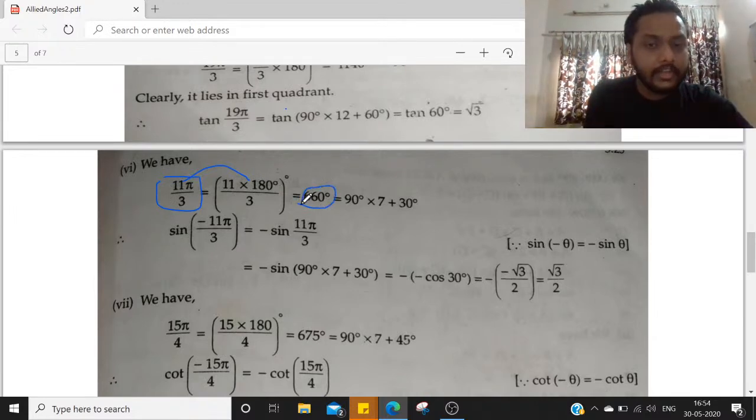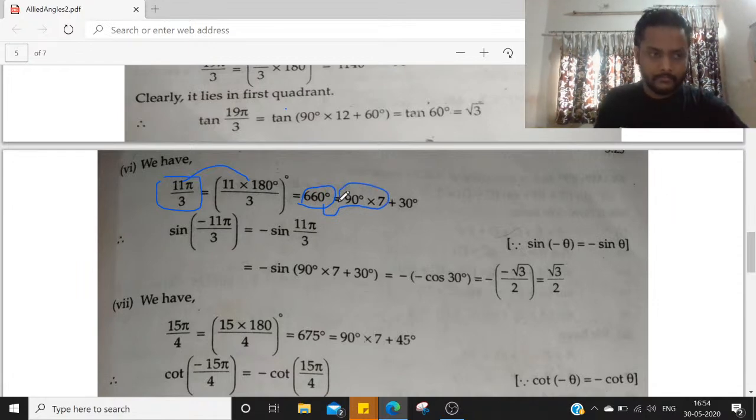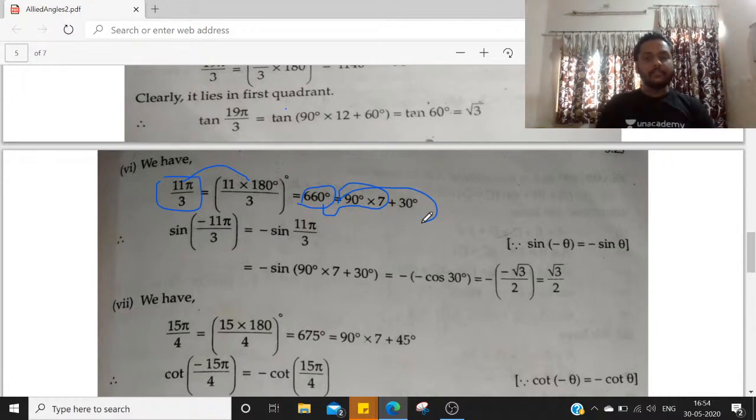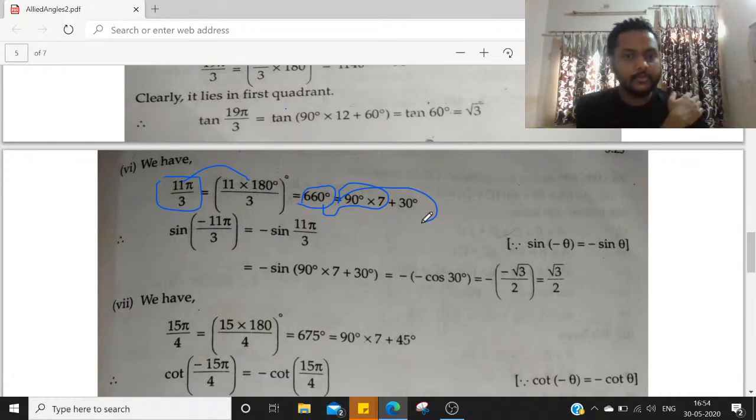Now if you want to tackle this 660 degree, how will you do it? Again, you will be breaking it in this form: 90 times 7 plus 30 degree. Are we clear with this? You will be having 90 times 7 plus 30 degree, okay? This 90 times 7 plus 30 will be nothing but your 660 degree.